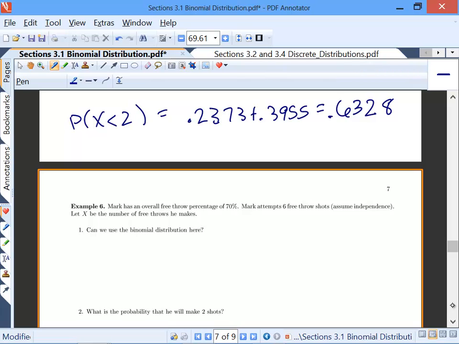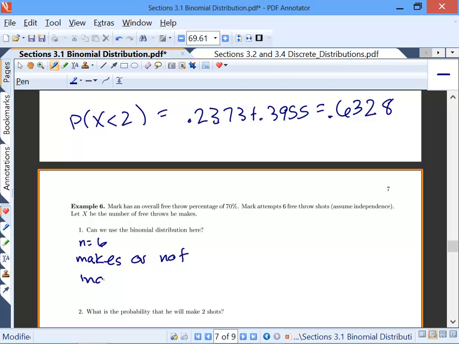So for my next example, Mark has an overall free throw percentage of 70%. He attempts 6 free throw shots, assuming independence. Let X be the number of free throws he makes. Okay. So can we use the binomial distribution? How many times is he shooting? 6. We can say he makes it or not.